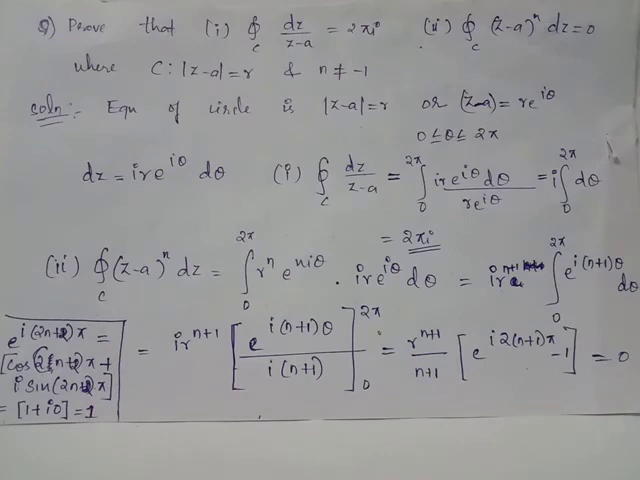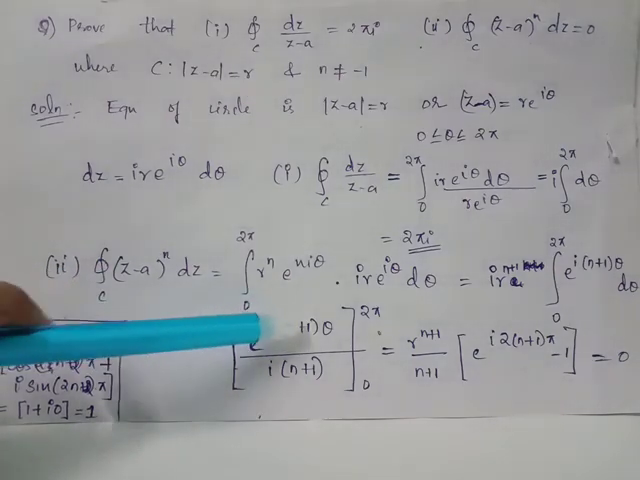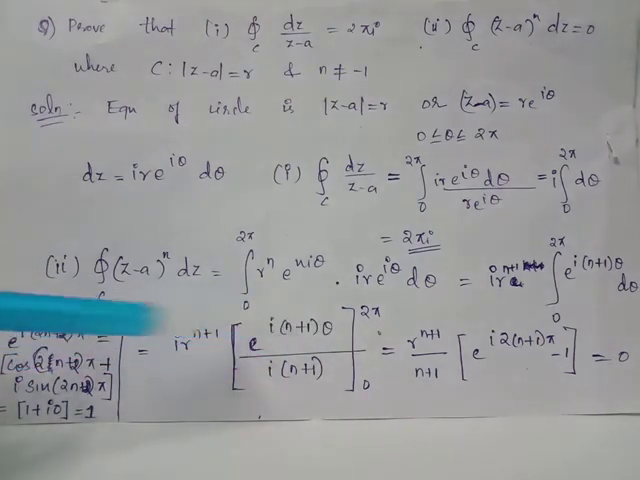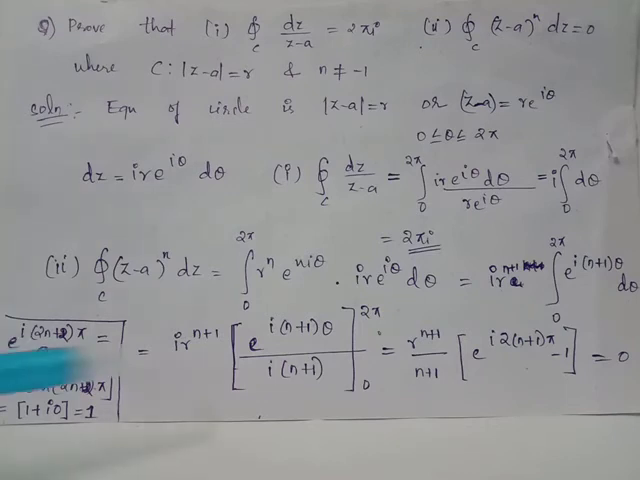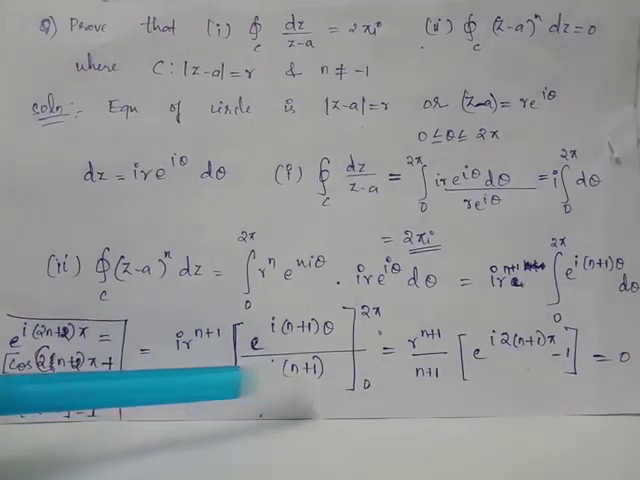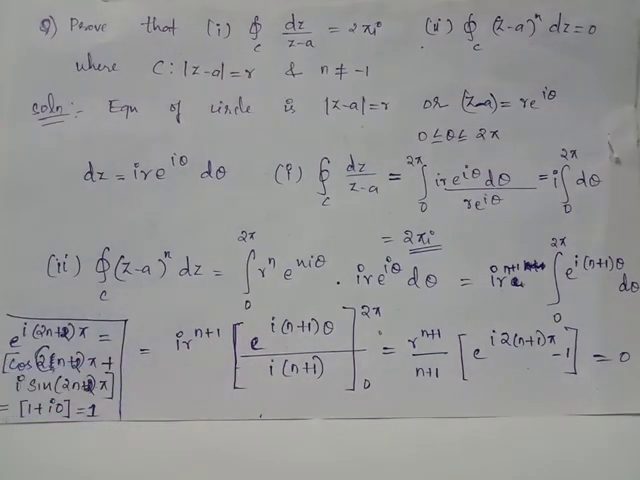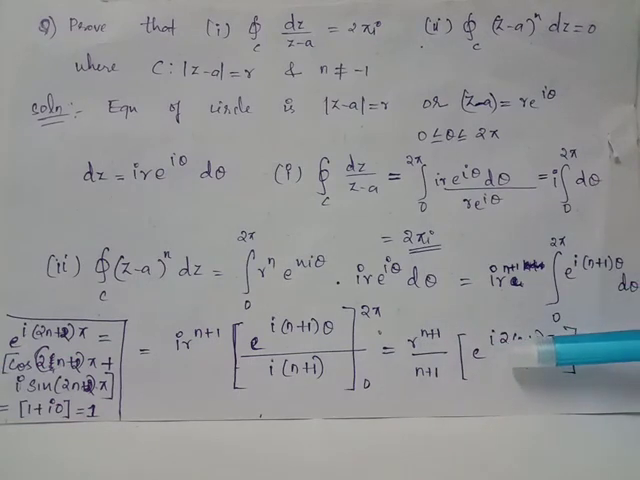When you give the lower limit, you have e raised to i (n plus 1) into 0. e raised to 0 is 1. Therefore, when you give the lower limit also, you obtain 1. Here i and i get cancelled, and n plus 1 can be taken common outside. So you obtain r raised to n plus 1 upon n plus 1, but here you obtain 1 minus 1, which becomes 0. Thus, we have derived the second result: the integral over C of (z minus a) the whole raised to n dz equals 0, whenever modulus of z minus a equals r.